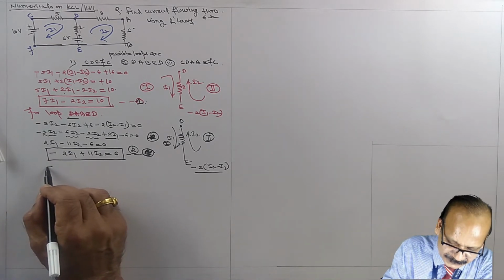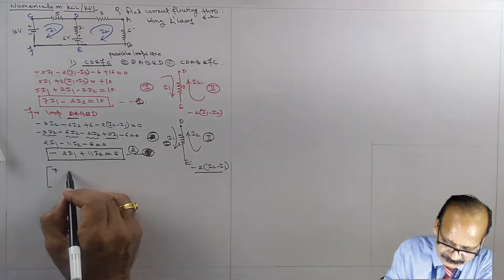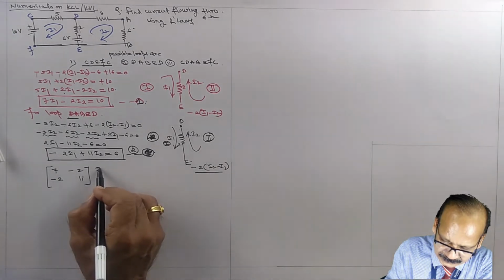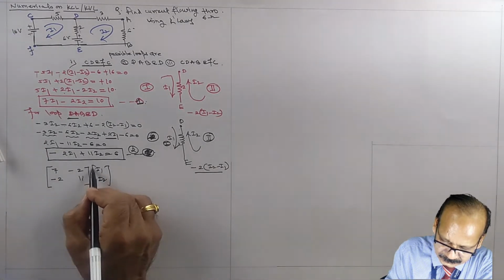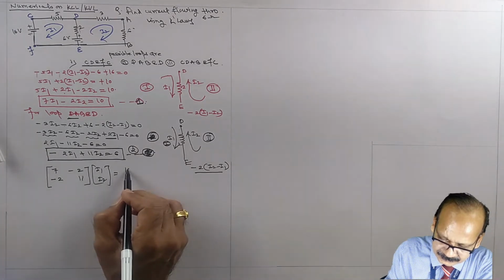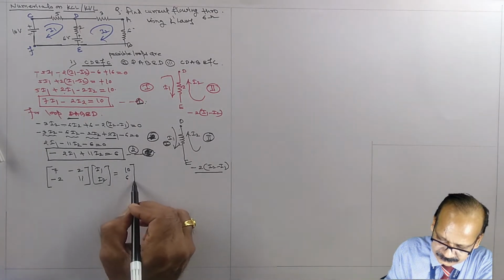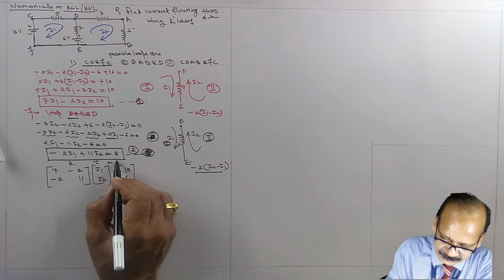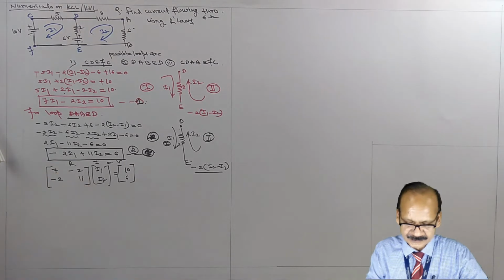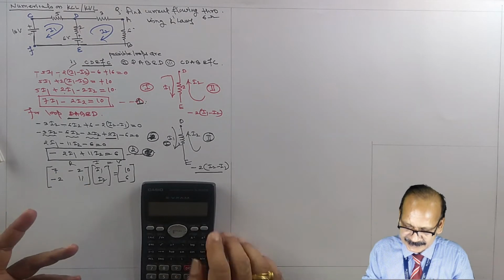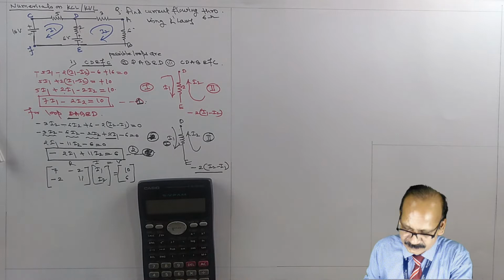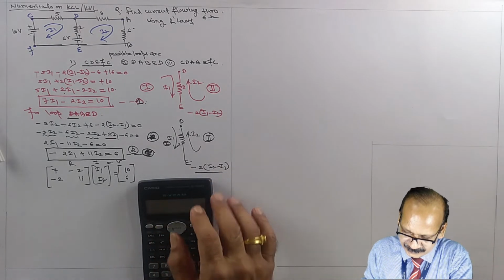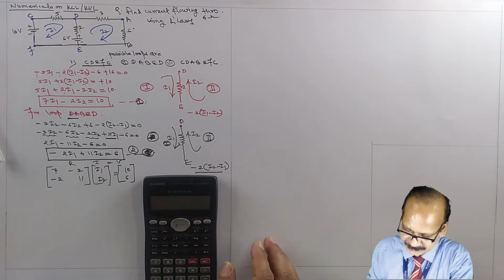See, or otherwise put it into matrix form. 7, minus 2, minus 2, 11, I1, I2, this is equal to 10 and 6. This is nothing but R I equal to phi. Now you have to use the calci. You can use any Casio make calci, but if it is modern, latest calci, try to use that is ES series. Now here I have FX 100 MS series.